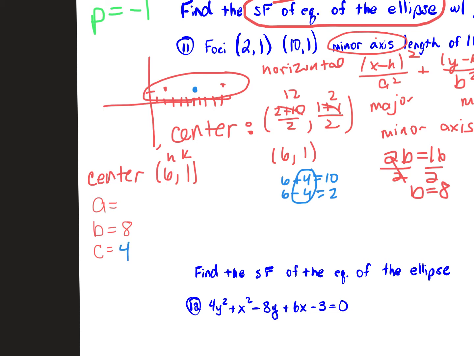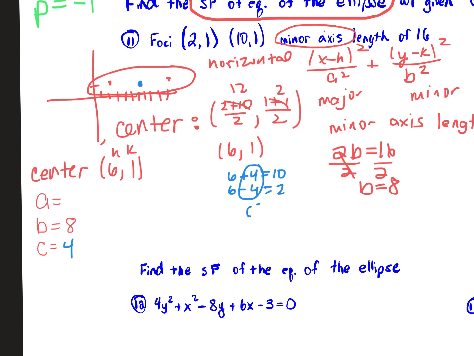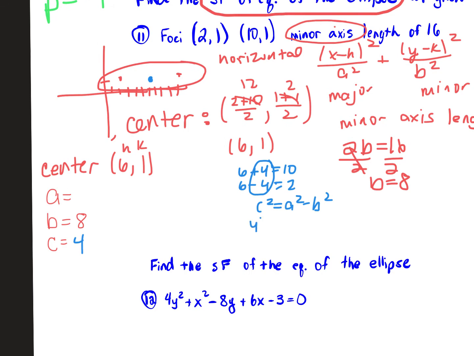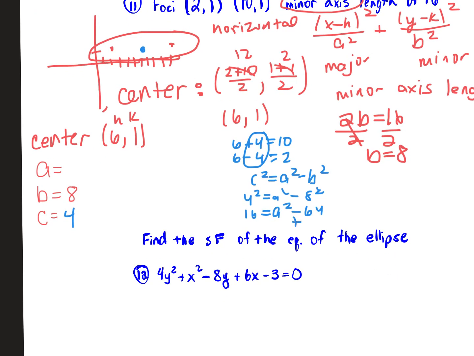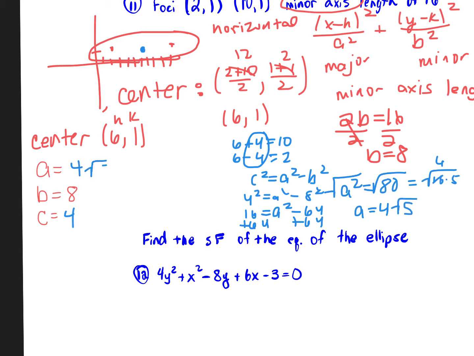Now you have to find the A value. Well, we have a little equation that helps us do that. C squared equals A squared minus B squared. So if C is 4, I have 4 squared equals A squared minus 8 squared. So 16 equals A squared minus 64. We're going to add 64 to both sides, and I get A squared equals 80. When I take the square root of that, 80 is the same as 16 times 5, so I can break that up into 4 root 3. So A equals 4, I'm sorry, square root of 5, not 3. So A is 4 square root of 5.